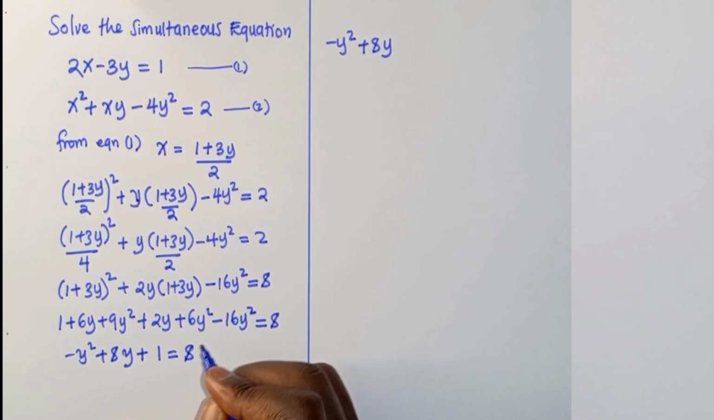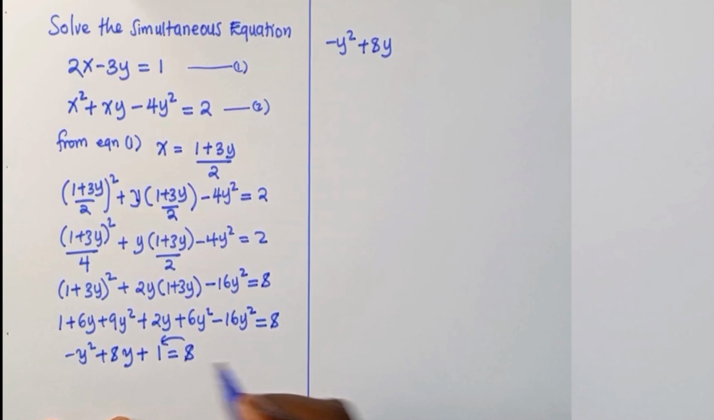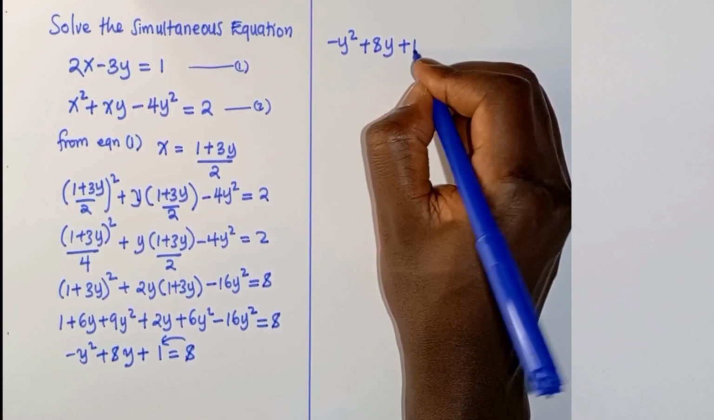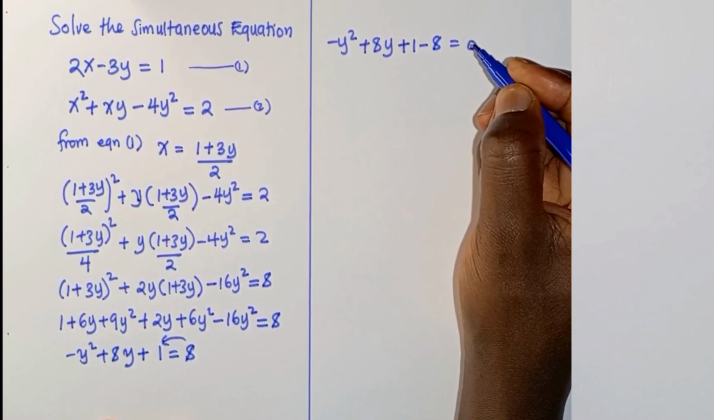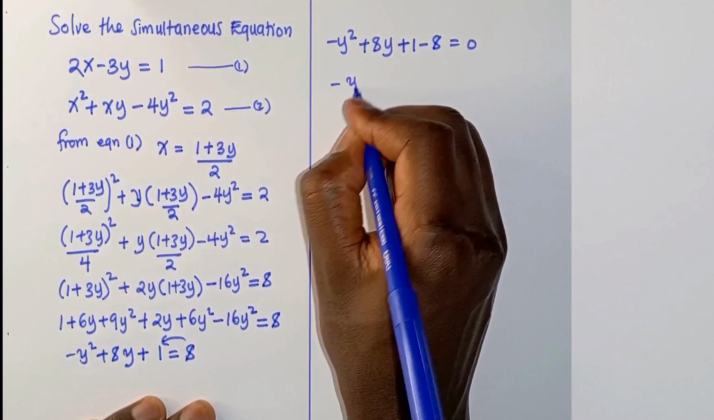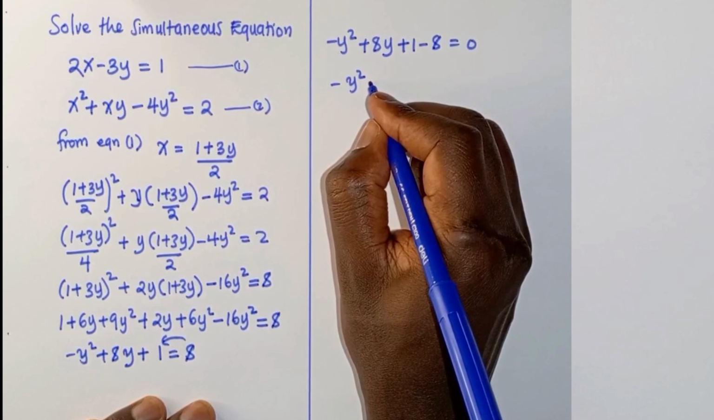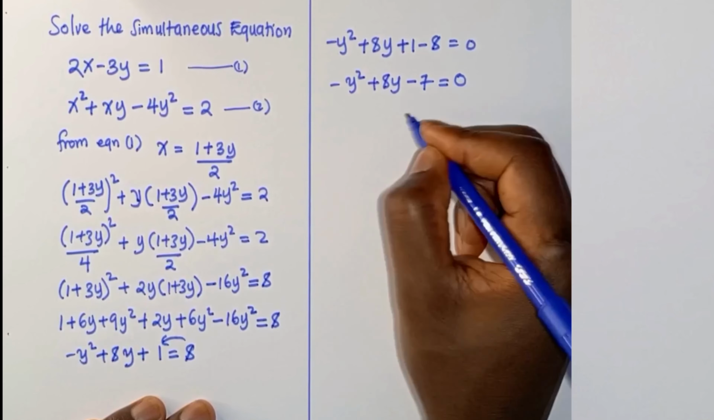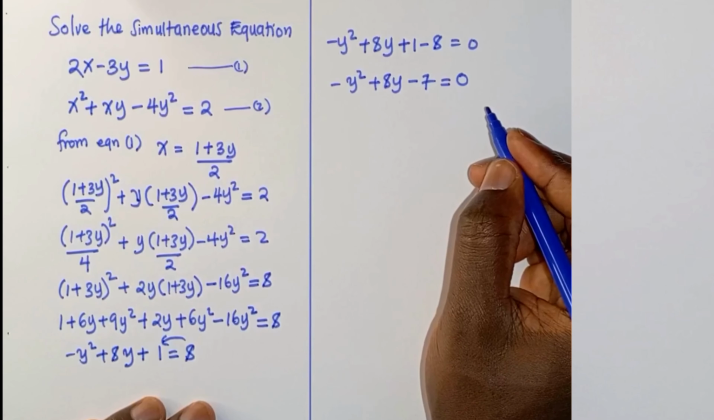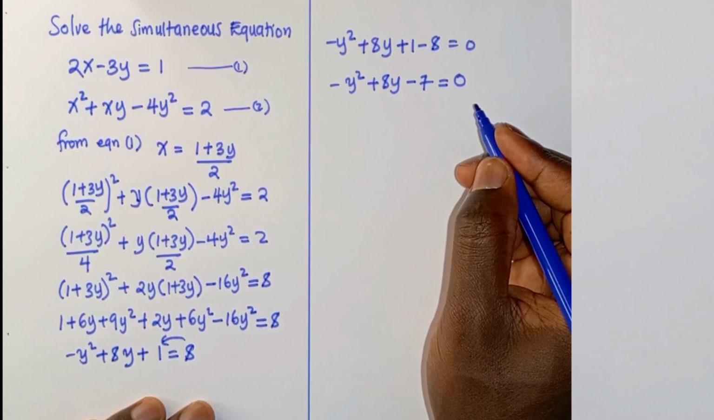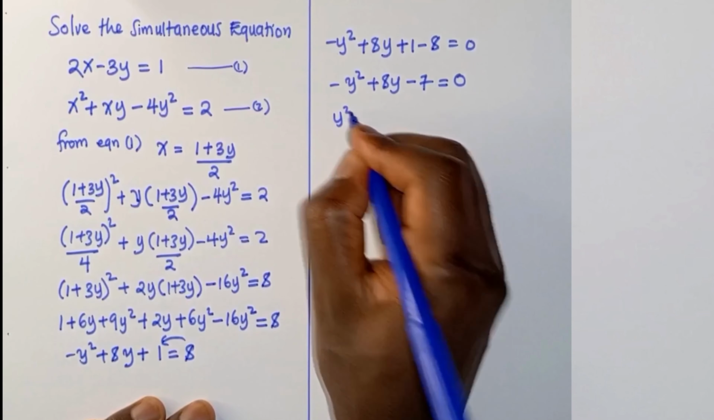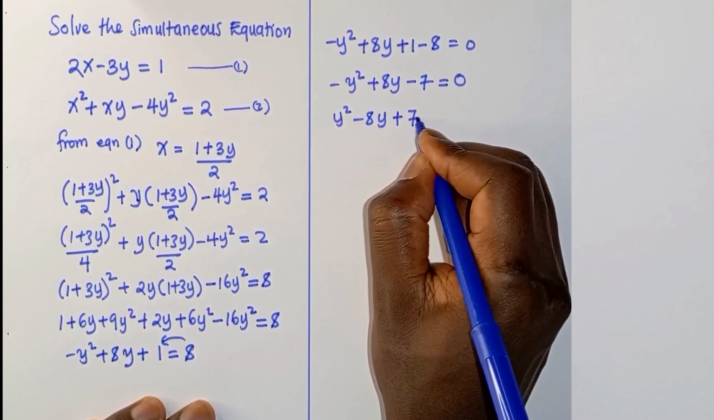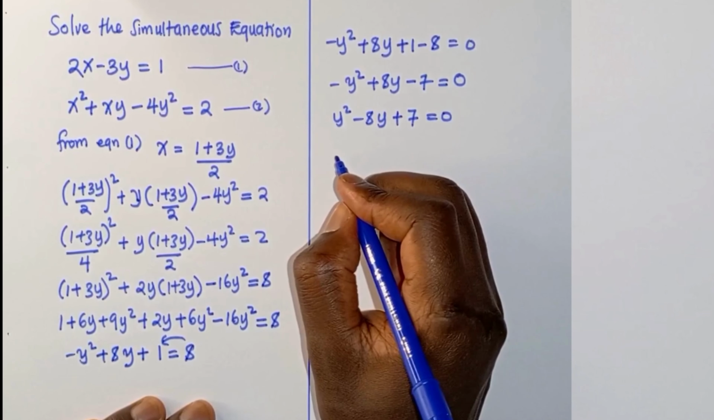So simplifying, we have negative y squared plus 8y. Then bringing 8 to the other side, we have 1 minus 8, which is negative 7. So we can have negative y squared plus 8y minus 7 is equal to 0. Doing some multiplication, we divide throughout by negative. Another person may multiply throughout by negative. So we have y squared minus 8y plus 7 is equal to 0.